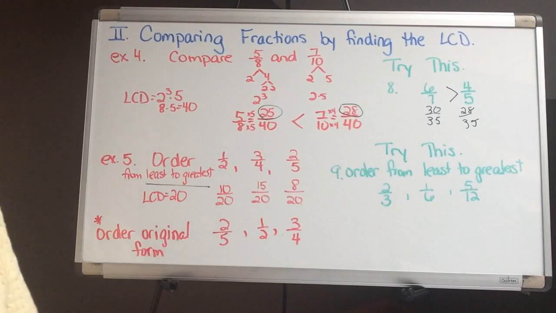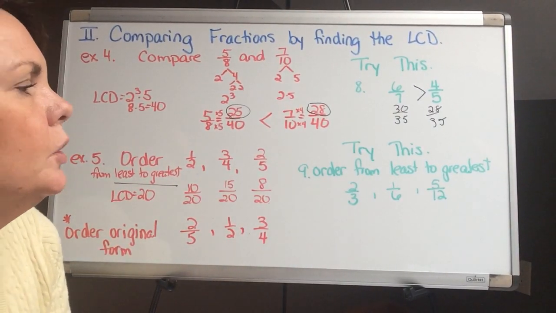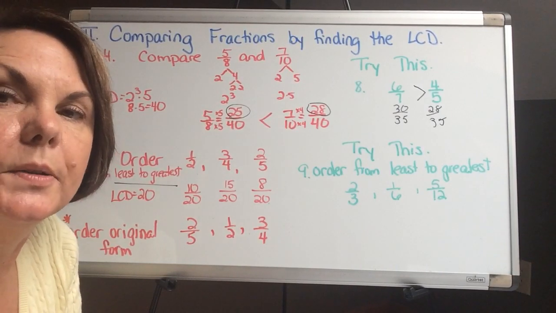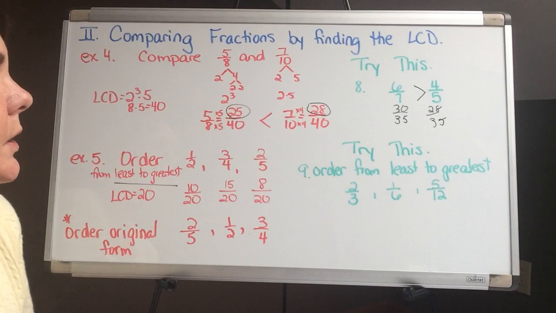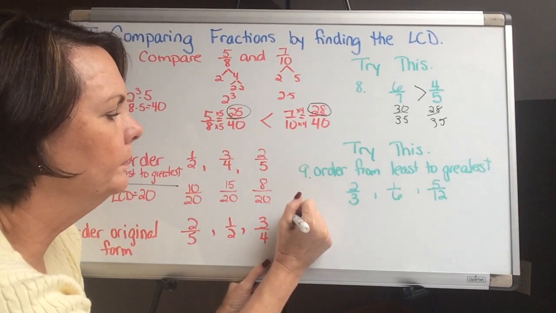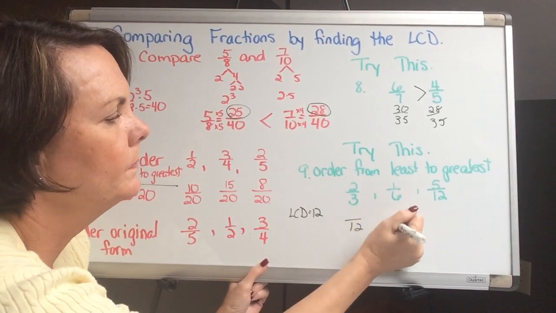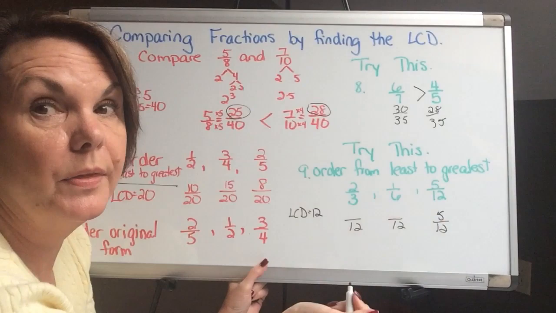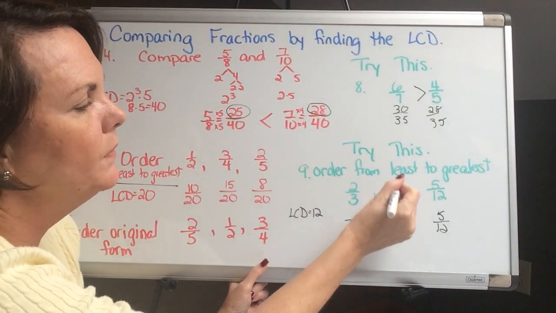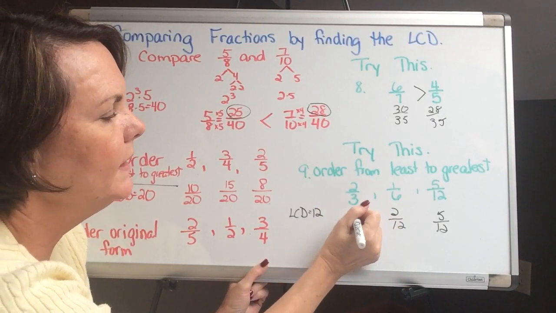All right, so let's try the last example. 2/3, 1/6, and 5/12. And eventually you just get to know. So in this case, the least common denominator is going to be 12. And what's nice, I don't have to do anything on that one. And 6 times 2 is 12, so 1 times 2 is 2. And 3 times 4 is 12, so 2 times 4 is 8.